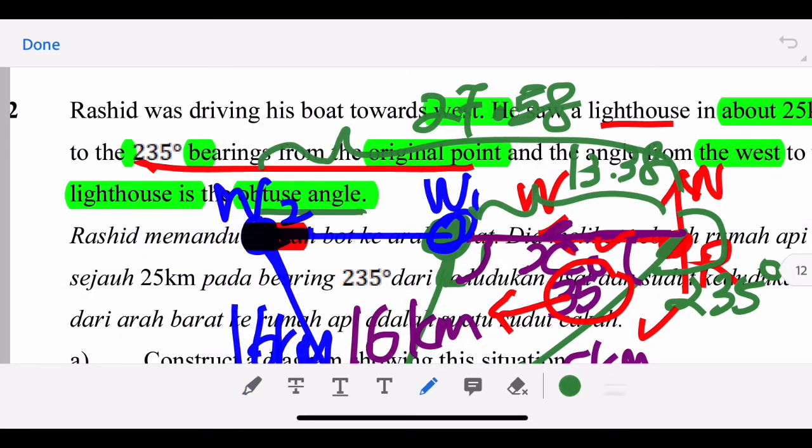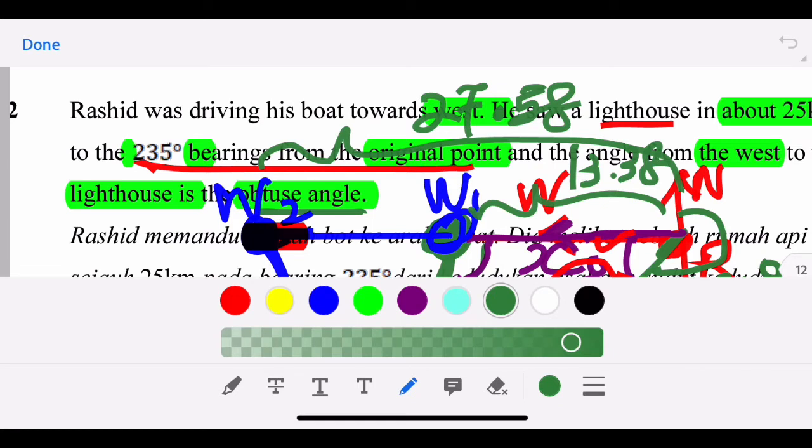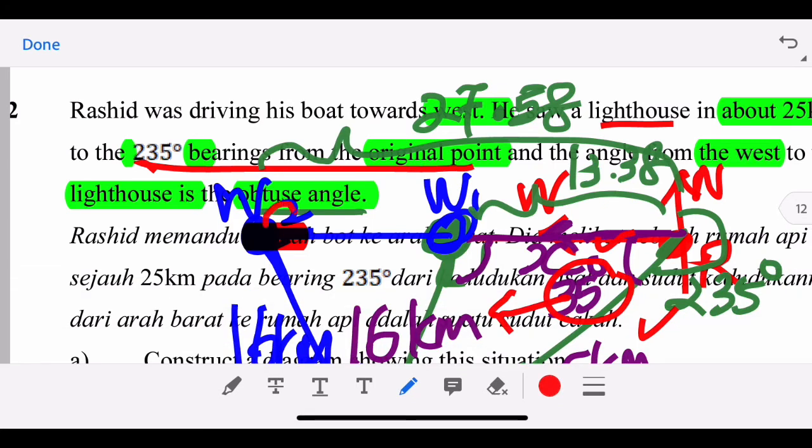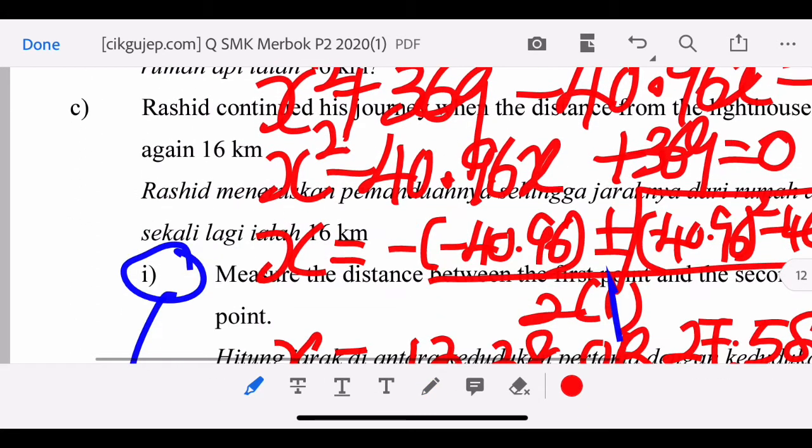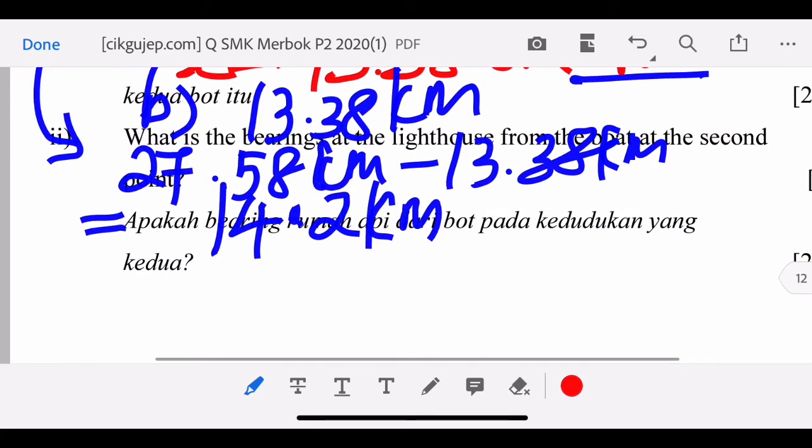Let me write down. The question is asking for this distance, which is 14.2 kilometer. Okay, there's a difference between the W1 and W2. Understand? Alright, so it's very challenging, isn't it? It's okay, but it's very interesting.